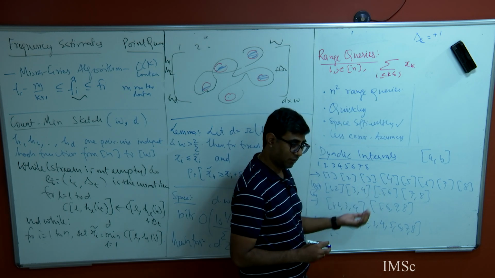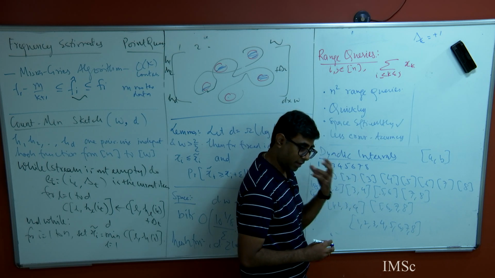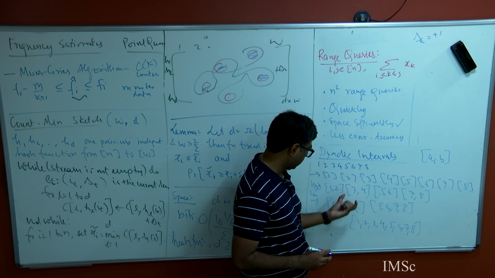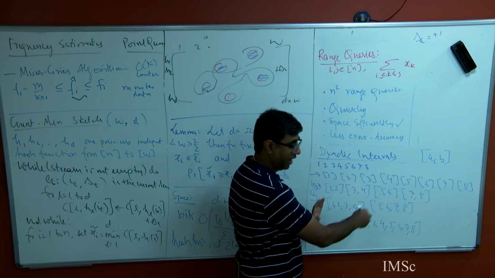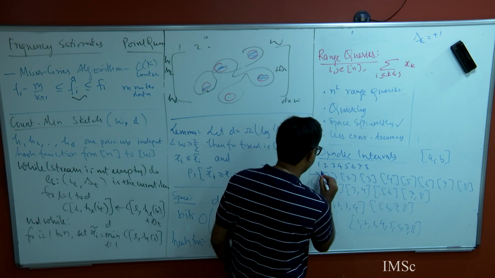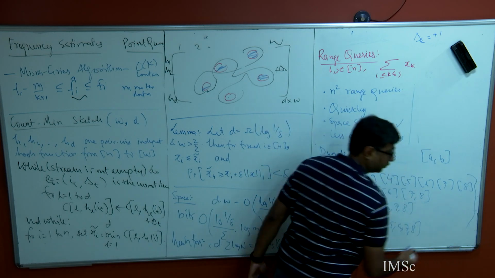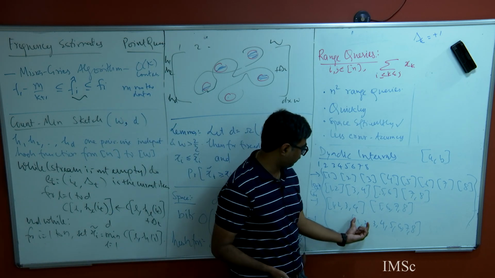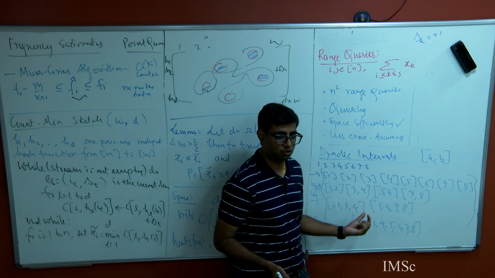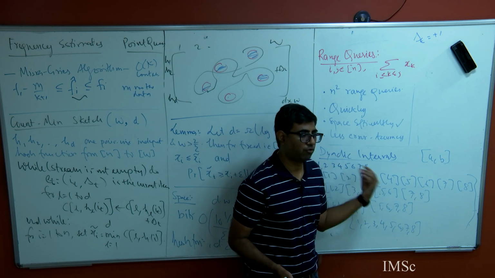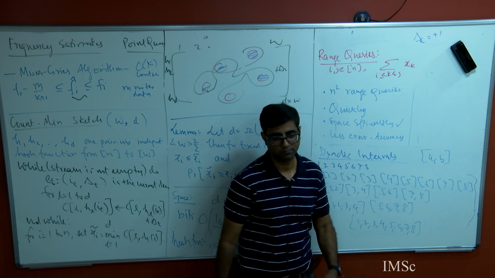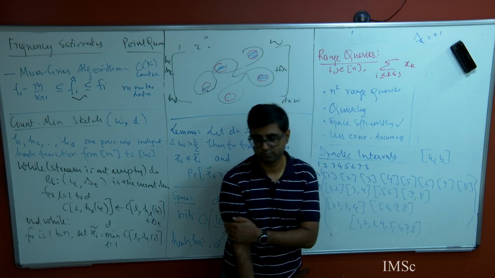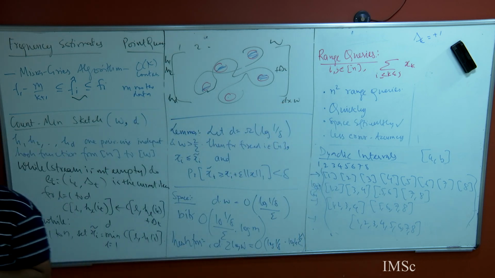Given any interval between 1 to n, I can cover that interval with disjoint intervals. These are what we call dyadic intervals, which I have created for you. You can cover any interval by a disjoint union of dyadic intervals, at most 2 log n of them. Prove it for yourself.